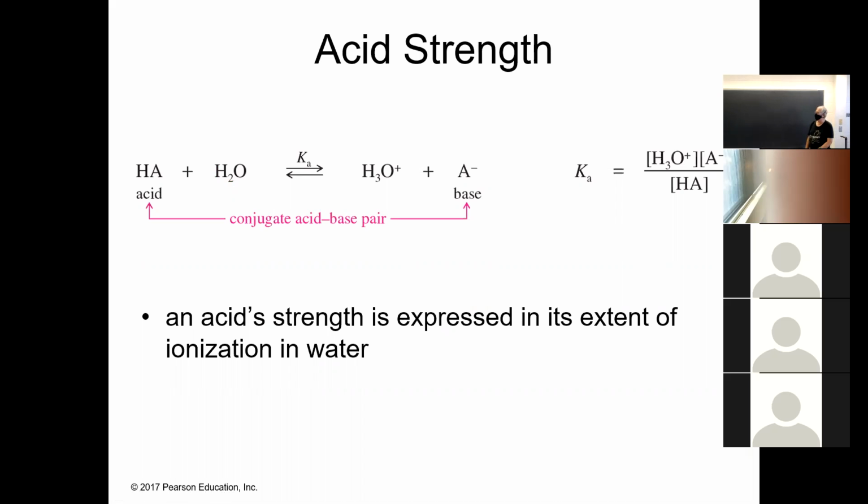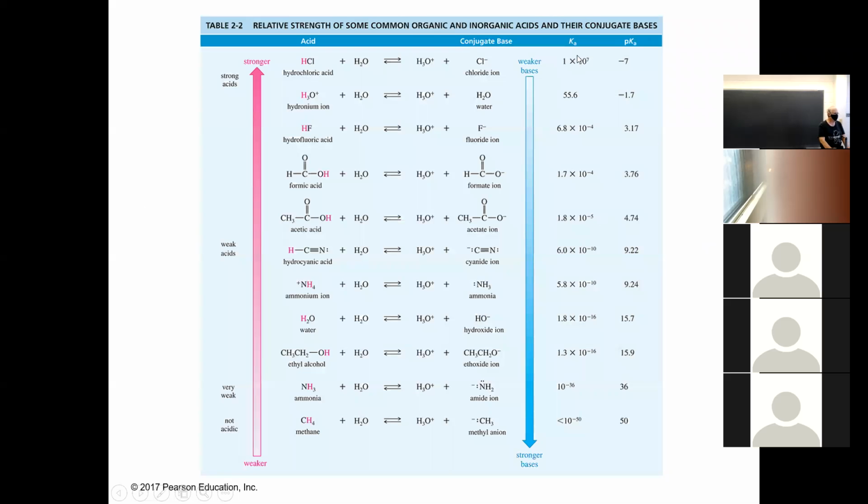Okay, acid strength is expressed as the extent of ionization in water. A strong acid is one that's almost entirely ionized. Some weak acid, HA, is only partially ionized. The extent of ionization, the strength of the acid, can be correlated to the Ka, which is an equilibrium constant. It is equal to hydronium times the conjugate base over the undissociated acid. We leave water out of the equation. So the larger the Ka, the stronger the acid.